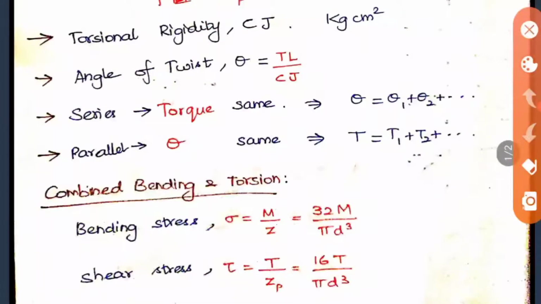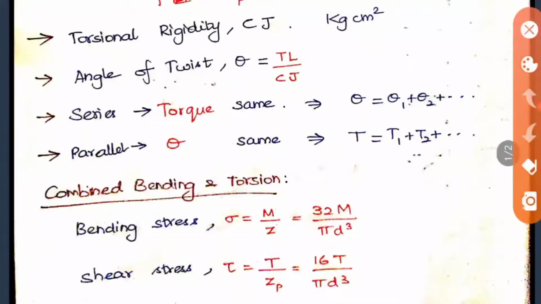And then comes the combined bending and torsion. Here it is due to the combination of both, how the changes will be occurring. So let us see that. The bending stress is normally sigma, equal to M by Z. We know that already. Here Z is pi d cube by 32 for a circular shaft, because in the torsion section we are talking about the circular shaft only.